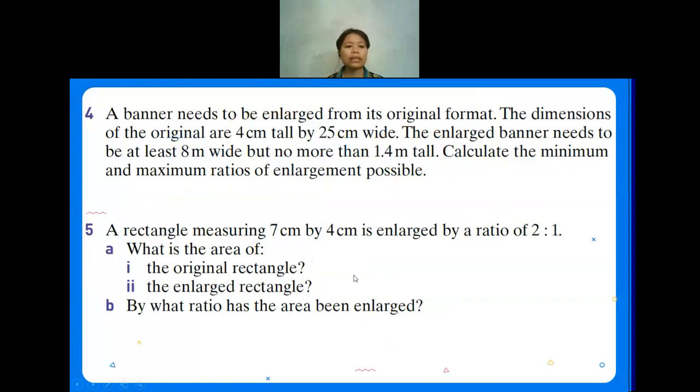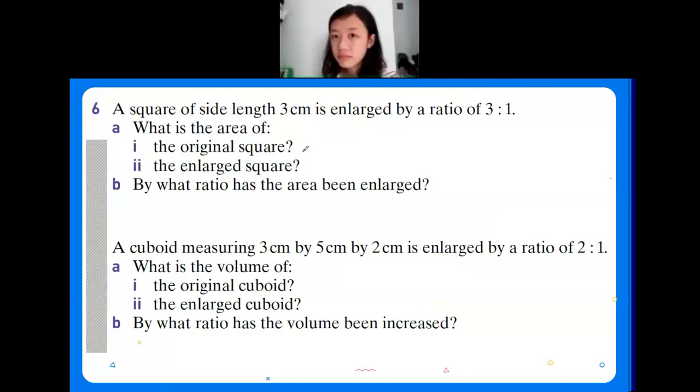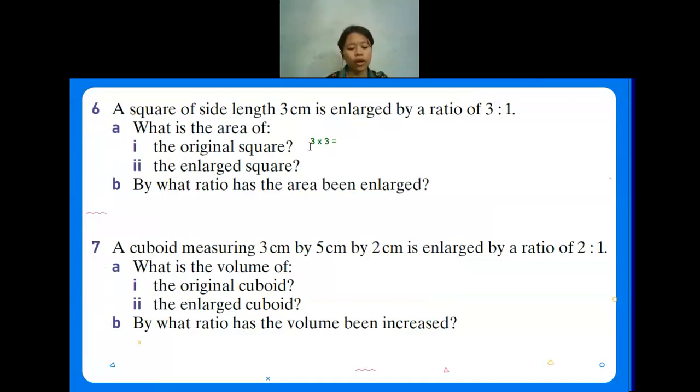For question 6, a square with the side length of 3 centimeter is enlarged by the ratio 3 to 1. We need to find the area of the original square. What is the area of the original square? 9. Okay, 3 times 3, which equals 9 centimeter square.